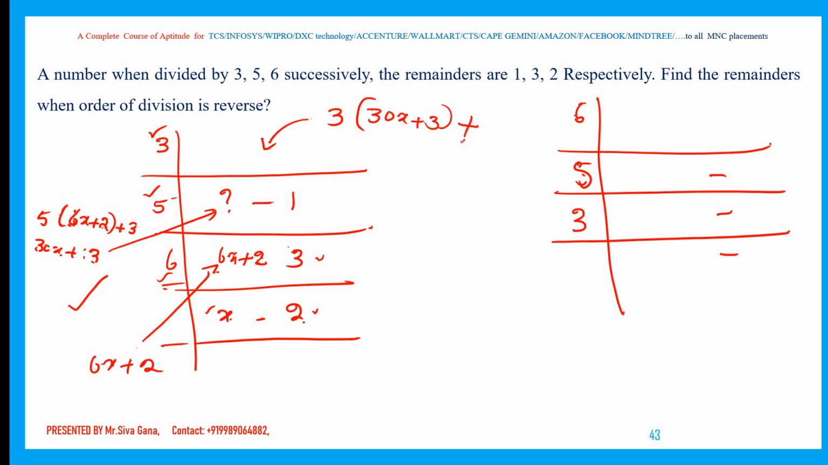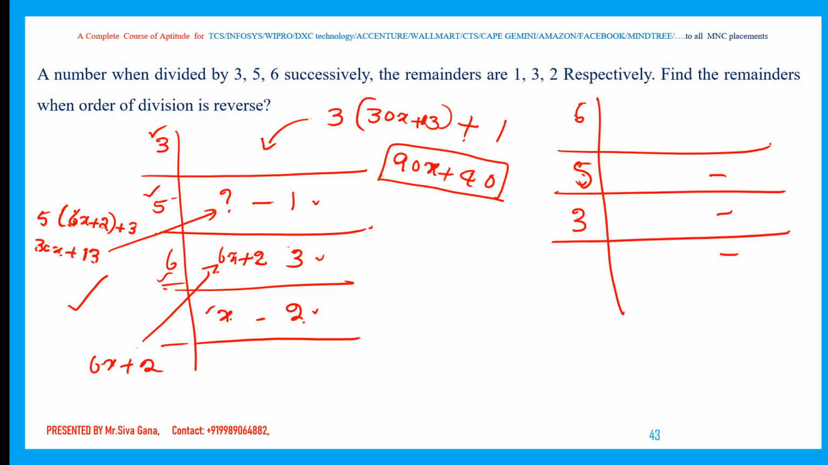Upon division, the remainder is how much? 1. That is 90x plus 3. 5 2s are 10 plus 3, 13, right? 13. This is 13. 39 plus 1, 40. This is the general number of this category.